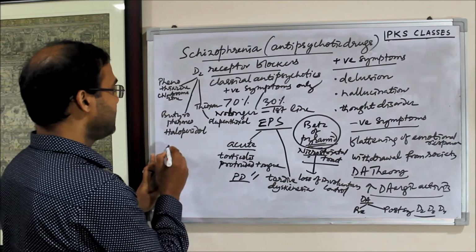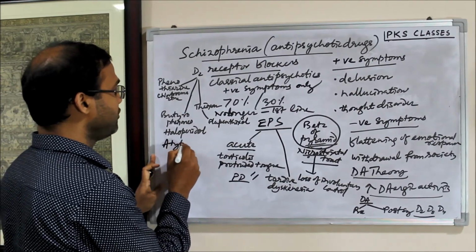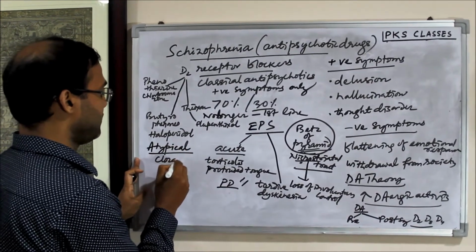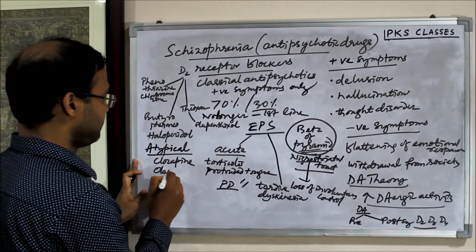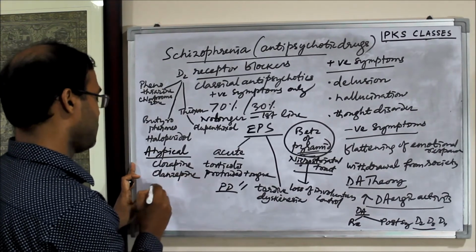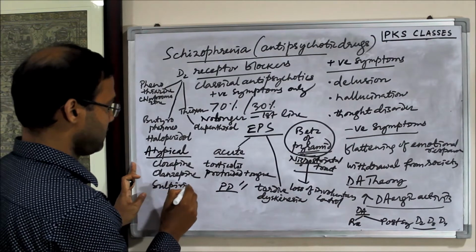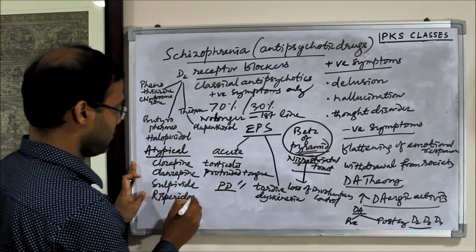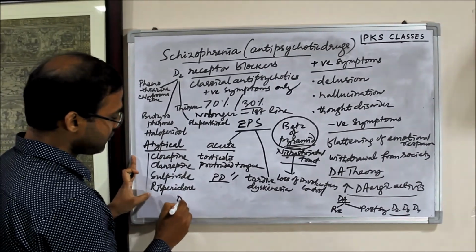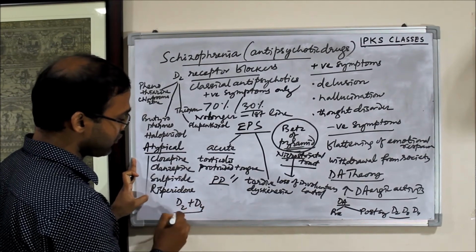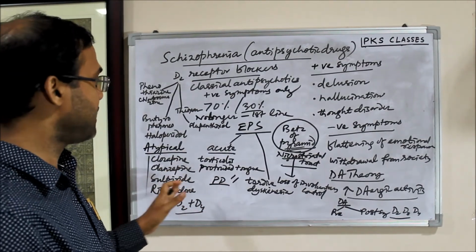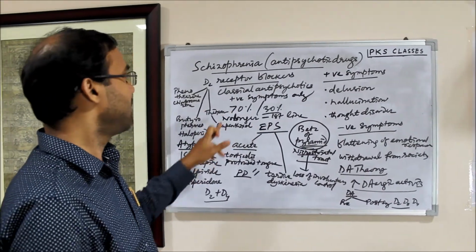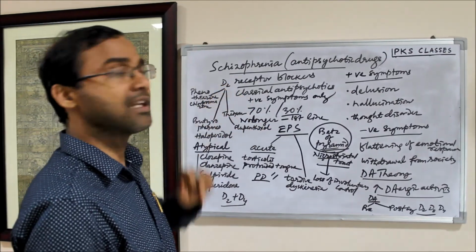So we have the atypical antipsychotics, or the new generation antipsychotics, for example clozapine, olanzapine, sulpiride, risperidone. All these drugs, in addition to D2, also block the D4 receptor mainly. Because of that, they lack extrapyramidal side effects. That is the advantage of these drugs, and they have more efficacy than the classical antipsychotics.